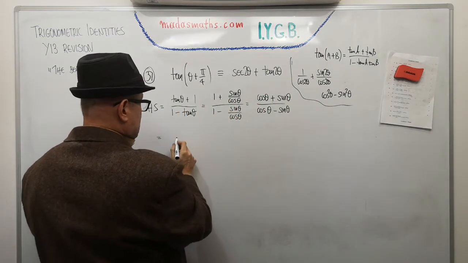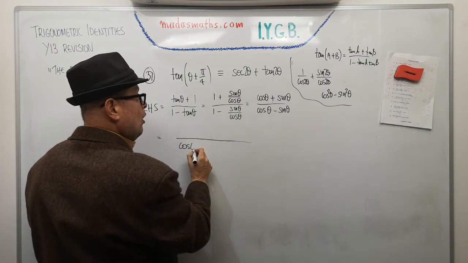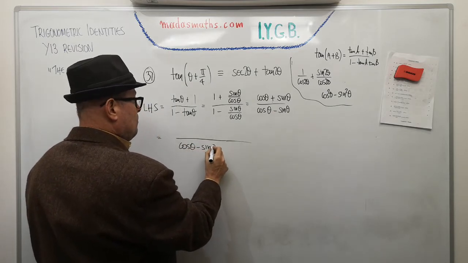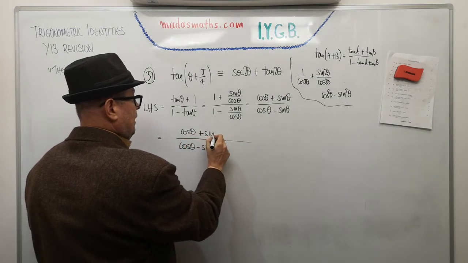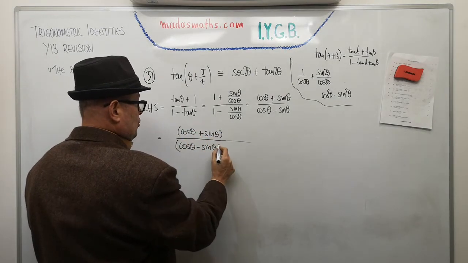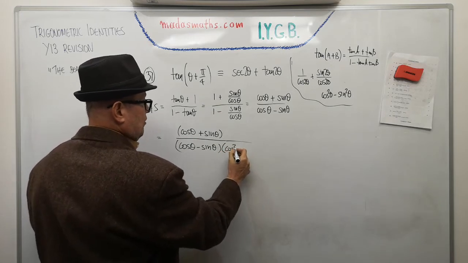I'm going to create a difference of squares. So this is what I have there already. I'm just merely recopying it. Cos theta plus sine theta over cos theta minus sine theta. I'm going to create a difference of squares.